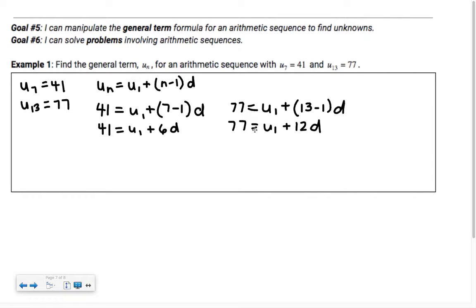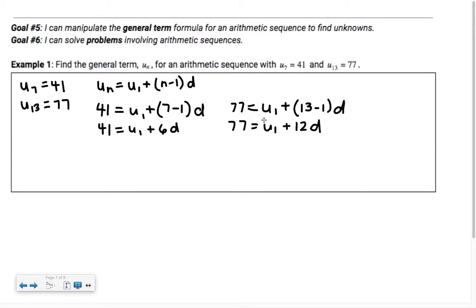Now we have two equations with two unknowns, u1 and d. And we can solve these equations using either substitution or elimination. Substitution is when you solve for a variable in one equation and plug it into your other equation. Elimination is when you stack the equations on top of each other, add them together, and hope something cancels out. In this case, we're going to choose to use elimination because all of our variables are lined up. Our equations look exactly the same. Our variables just have different coefficients. And what we want is for the coefficients on one of your variables to cancel out with the other one when you add these together.